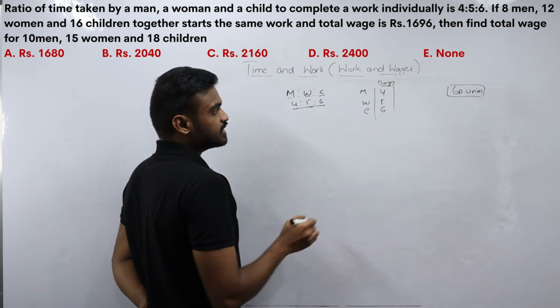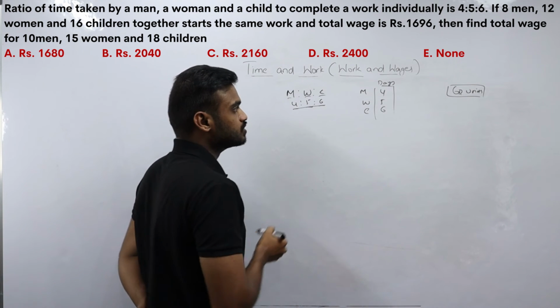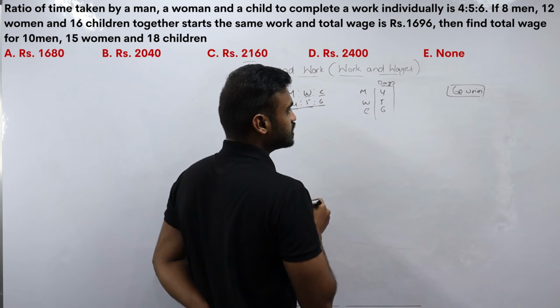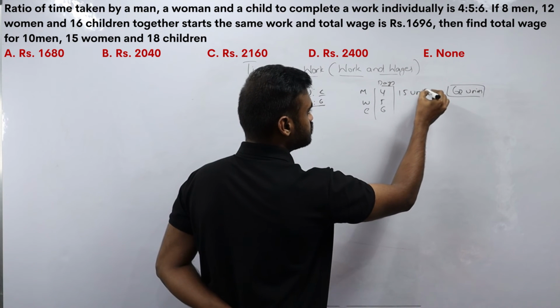Then the men's efficiency is 60 by 4, completing these 60 units of work in 4 days. So we get 60 by 4, that is 15 units of work per day.